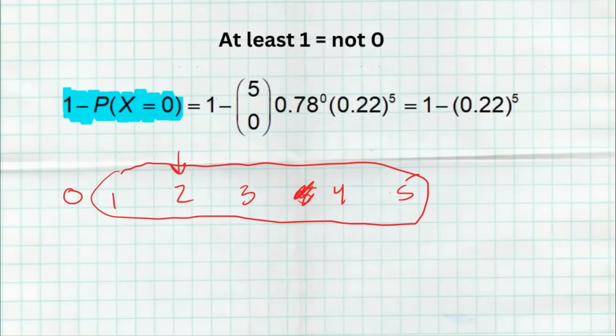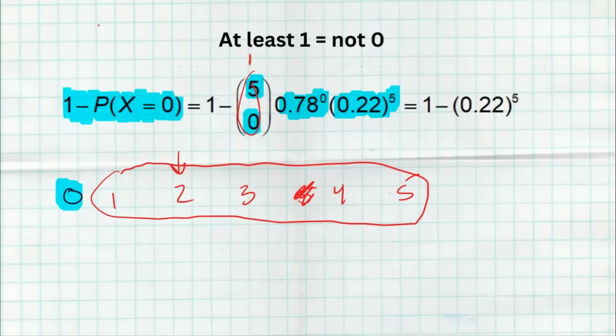But we could also calculate the probability of 0. That's what we don't want. And then if we take that approach, we then have to do 1 minus that to be left with what we do want. So using the probability formula, we have 5 choose 0. That'd be 0.78 to the 0, and that'd be 0.22 raised to the 5th, because all 5 arrows must miss the target. Now, 5 choose 0 is 1.